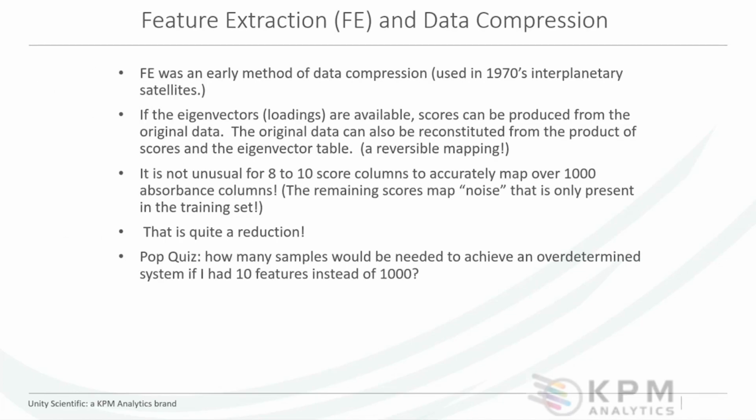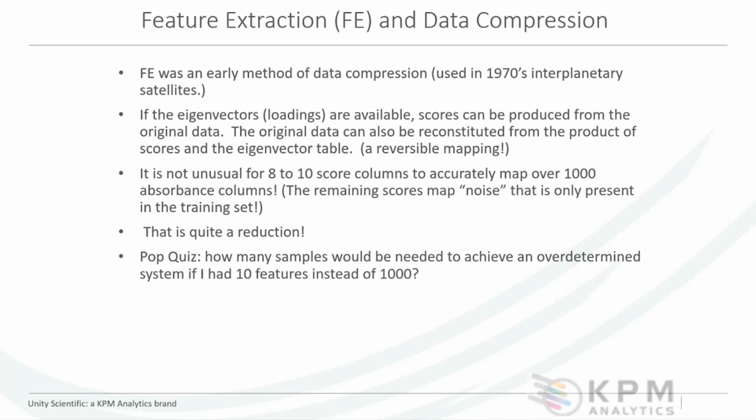So as I was saying earlier, I think of feature extraction or these scores methods as a way to mathematically reduce your data or compress your data. Feature extraction was an early method of data compression starting in the 70s. It looks like it was used for determining orbits and related information about interplanetary satellites.